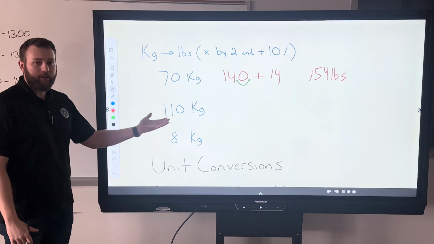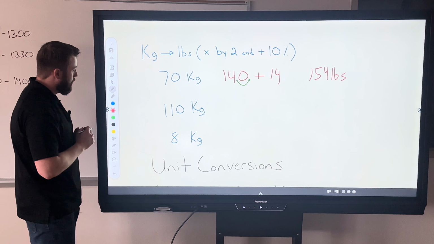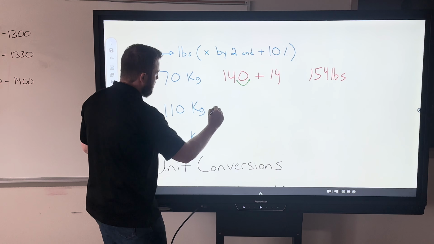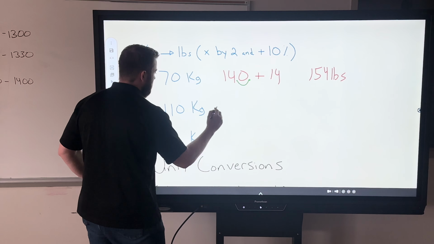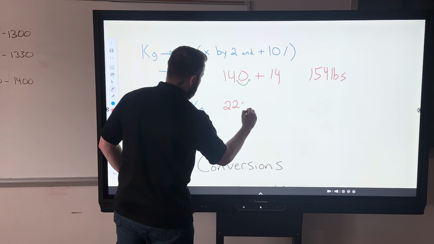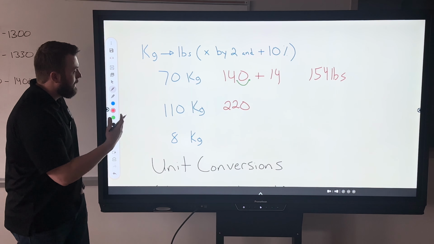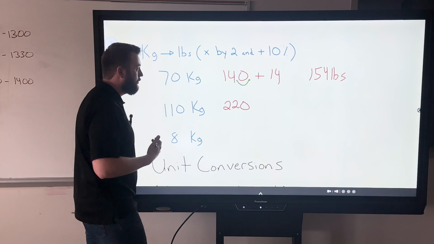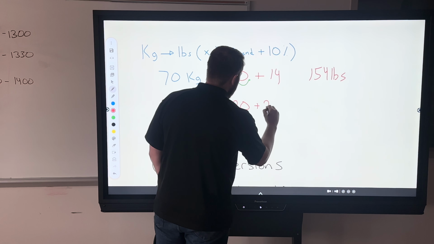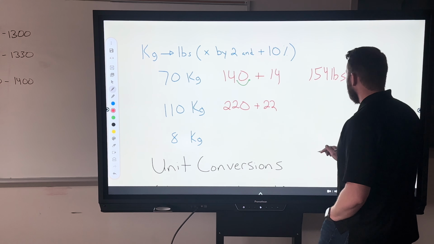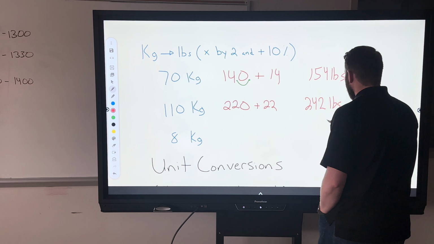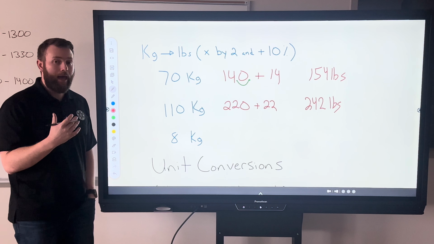Say we have a patient that's 110 kilograms. We do 110 times 2. That should give us 220. 10% of 220 is going to be 22, simply by moving the decimal place one place. So we're going to add 22 to that. And we add these two together, we should get 242 pounds. Last example, we have an 8-kilogram patient.